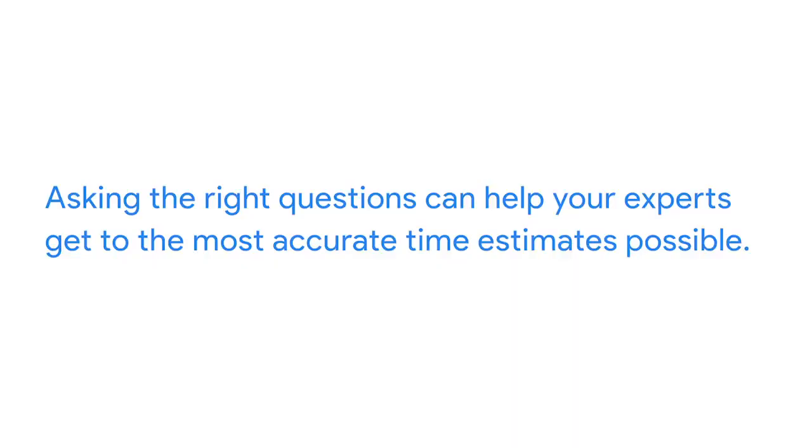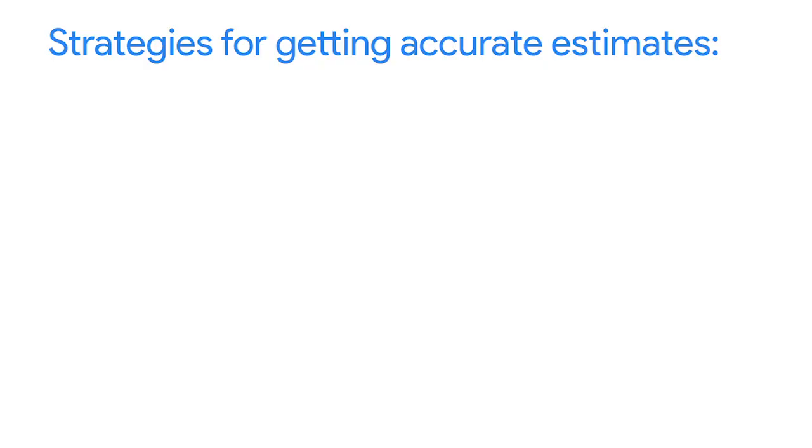As I mentioned earlier, you won't necessarily be an expert on the projects you manage initially. On top of reviewing project documentation and doing some research, you'll also need the help of your team and other subject matter experts to fill in some of the details and provide input. Asking the right questions can help your experts get to the most accurate time estimates possible. Let's go over some strategies for getting accurate time estimates from your task experts.